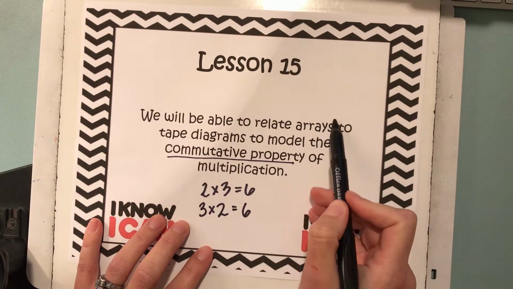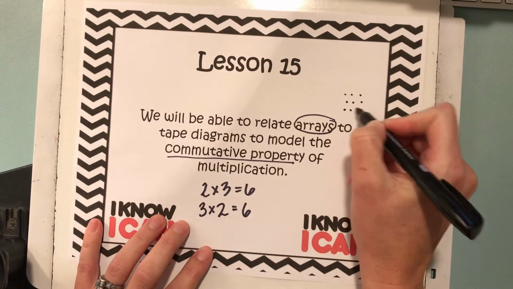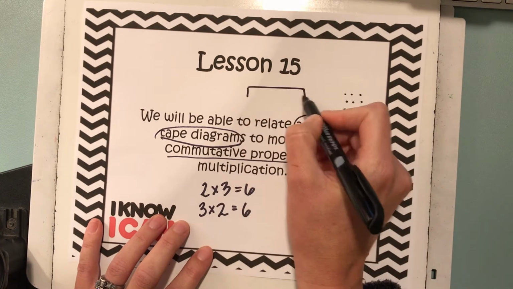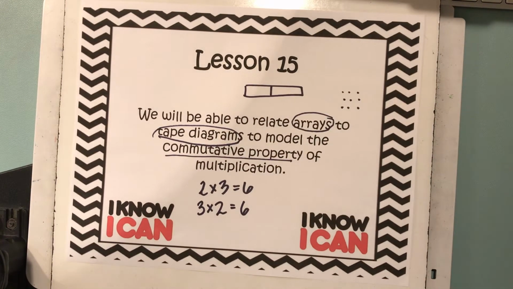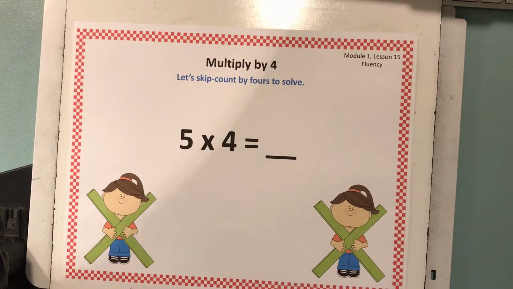We're going to be working with arrays today. We know what those are. And we're going to be working with tape diagrams. All right. And we're going to be focusing on fours, factors of 4. Before we get started on our application problem, I thought it would be fun for us to just do a little skip counting review to help us solve for each of these problems.